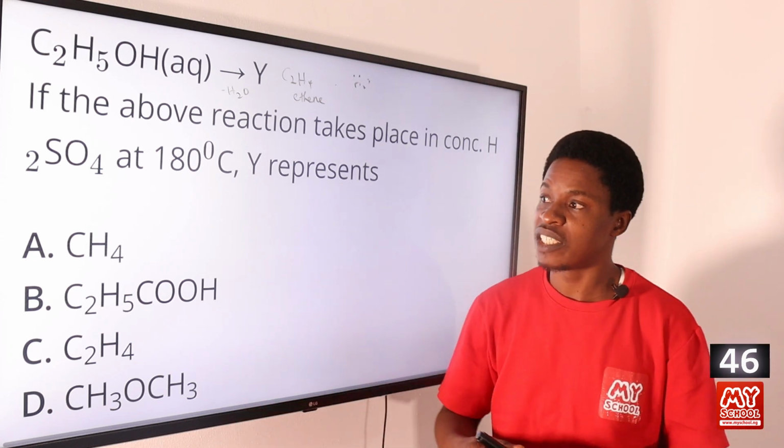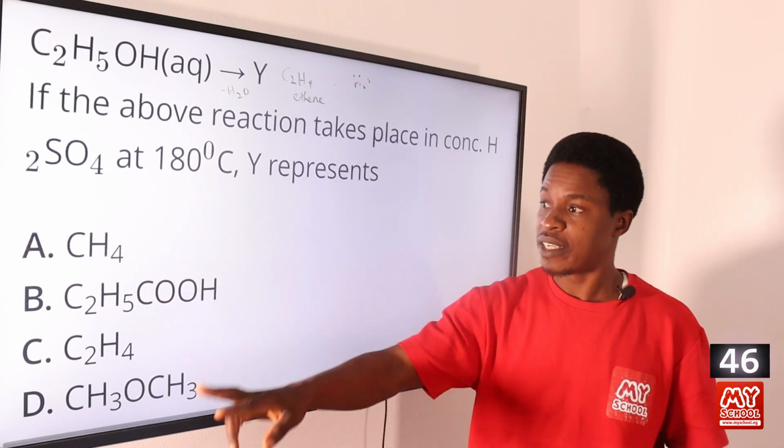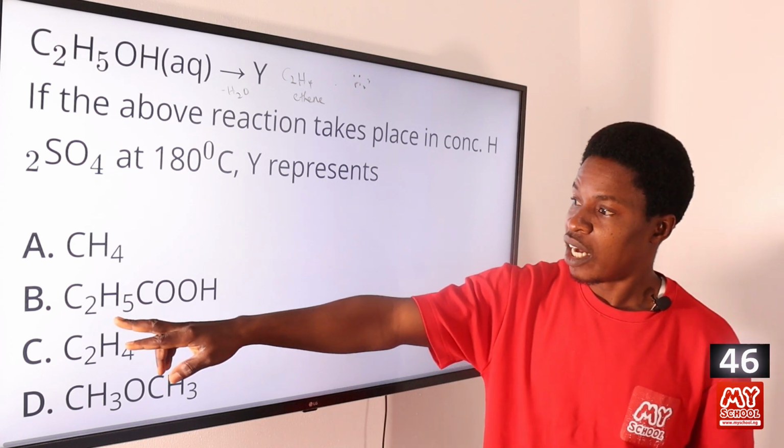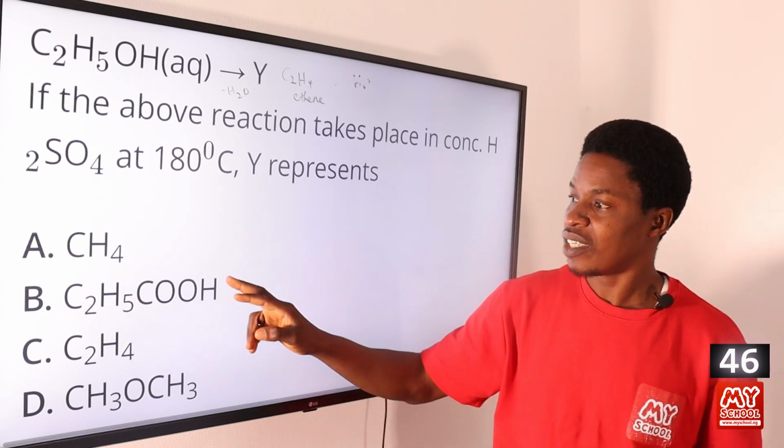So option A says CH4, that is your methane. That is not correct. Option B says C2H5COOH. No, this is not correct.